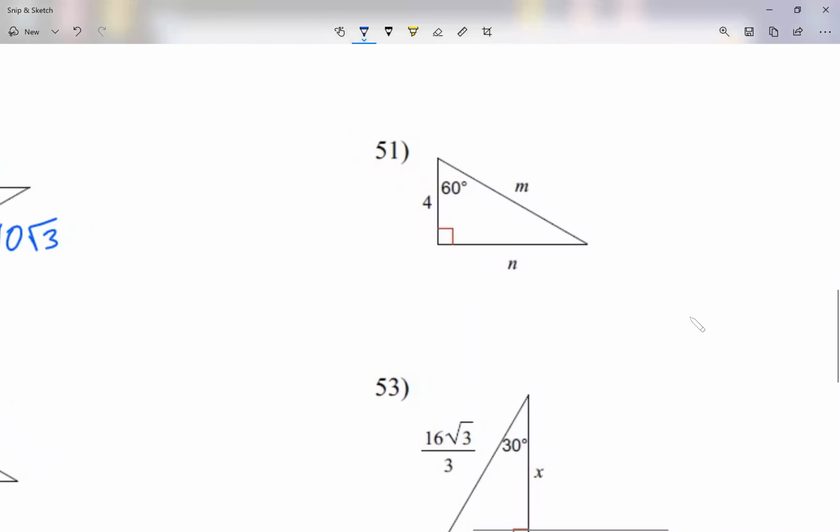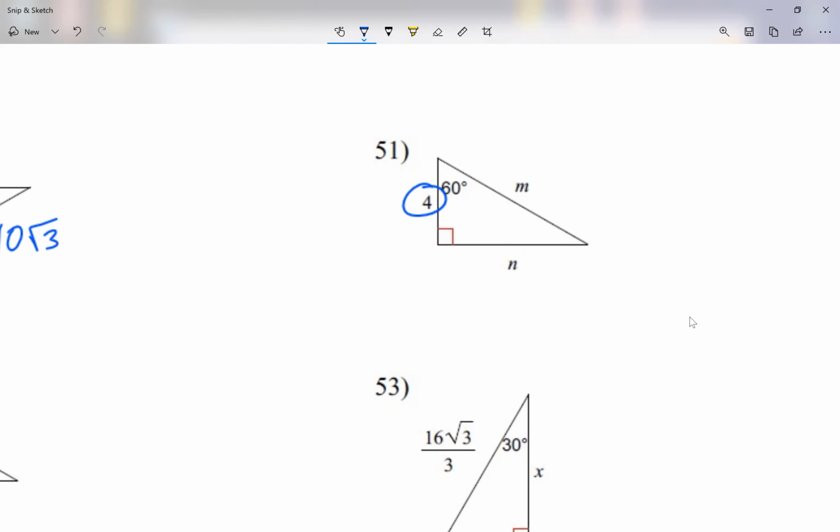Okay, so now we're looking at number 51. I'm starting from the small side. So that's what I have. I have the small side. The small side is farthest away from the 30 degrees, and that's the side that I want. If I don't have it, get it. But in this case, we have it.